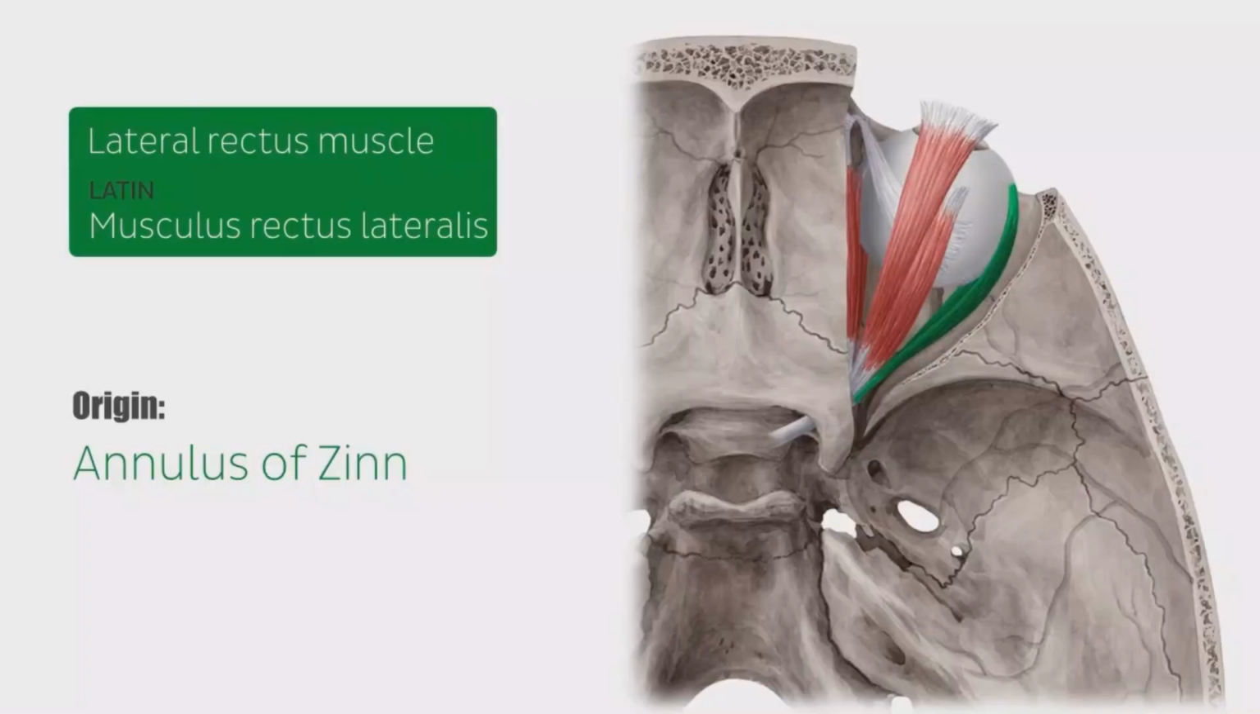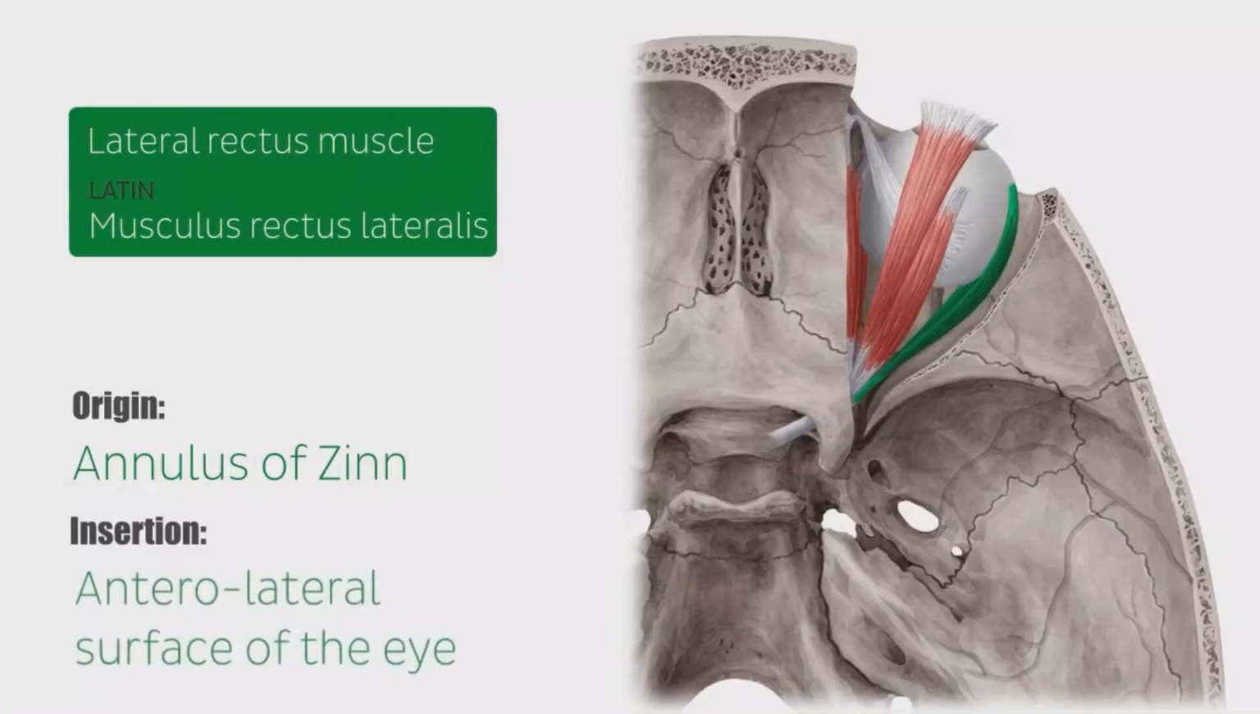The lateral rectus, as the name suggests, is found on the lateral aspect of the eyeball, and it inserts onto the anterolateral surface of the eye.